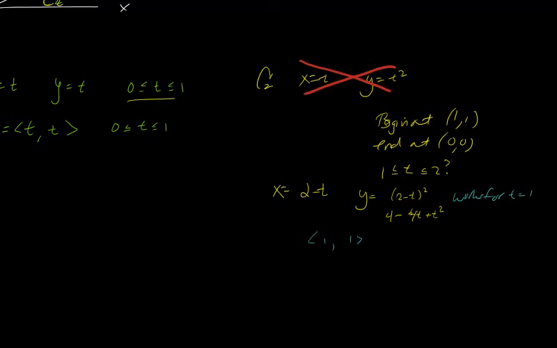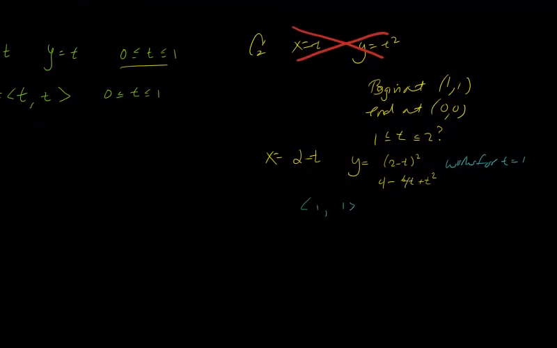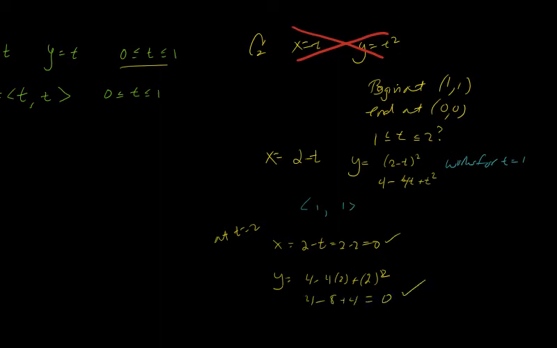Okay, so that works. Now let's see if I put in 2, if I get 0, 0. At t equal to 2, x is 2 minus t, which is 2 minus 2, which is 0. That's where we need to go. And for y, I get 4 minus 4 times 2 plus 2 squared, so that's 4 minus 8 plus 4. That's 0. That works. So this parameterization will work.